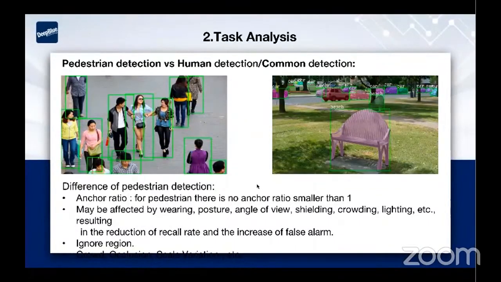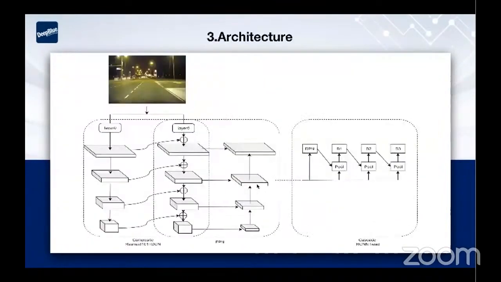We also analyzed the differences in pedestrian detection and the distribution of anchor ratio. The distribution of the anchor ratio is stable for pedestrian detection. There is no anchor ratio smaller than one, and it may be affected by varying posture, angle of view, crowding, lighting, etc. This is the pipeline of our detector. There are many similarities between this year's model and last year's model, so I would like to highlight the changes this year.